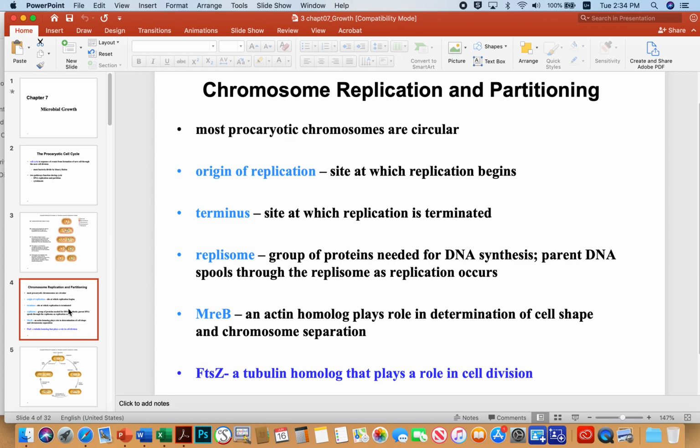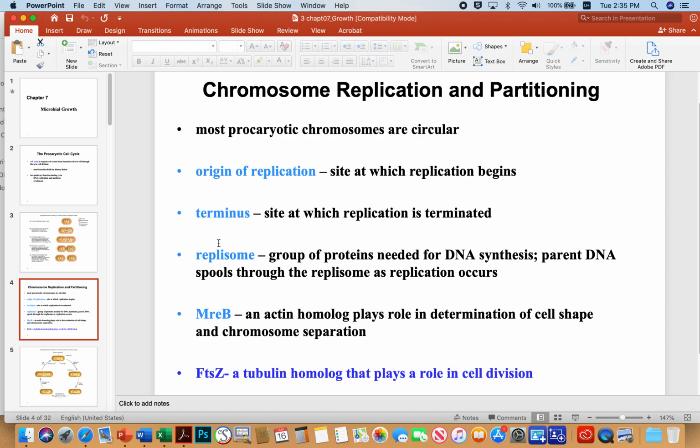Chromosome replication and partitioning has a few key points, and obviously it's very sophisticated and there's a lot more to it, but most prokaryotic chromosomes are circular. There's an origin of replication, and there's a terminus. Again, the origin of replication is where replication of those circular chromosomes begins. There's a terminus where it ends.